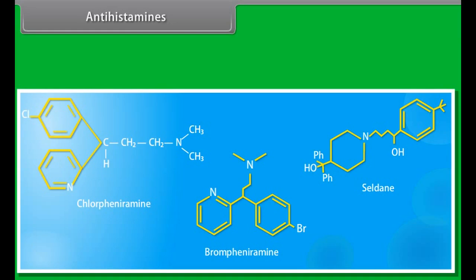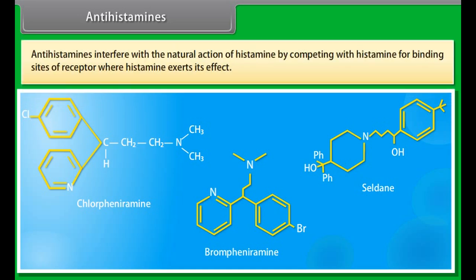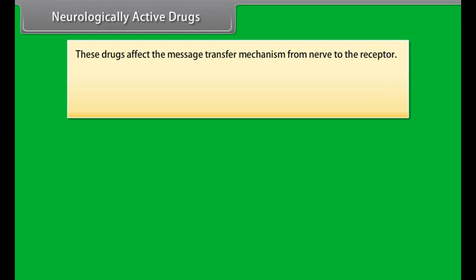For example, chlorpheniramine, brompheniramine, and Seldane. Antihistamines interfere with the natural action of histamine by competing with histamine for binding sites of the receptor where histamine exerts its effect. Neurologically active drugs. These drugs affect the message transfer mechanism from nerve to the receptor.